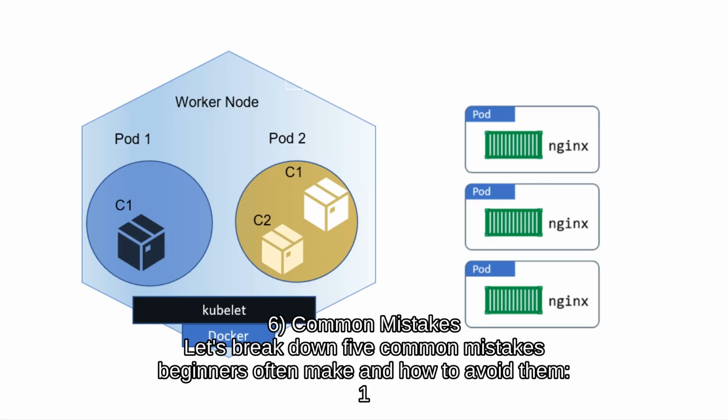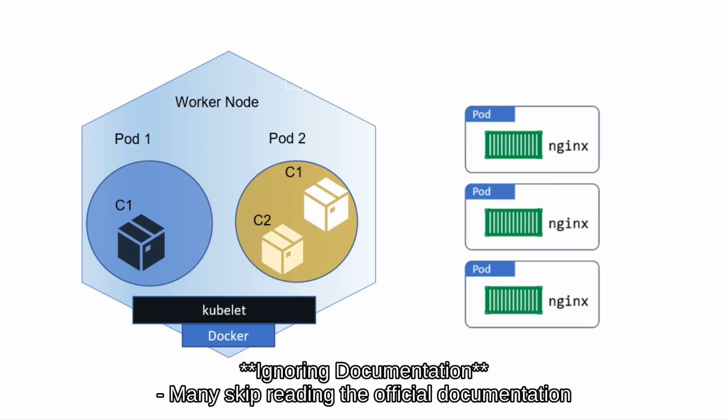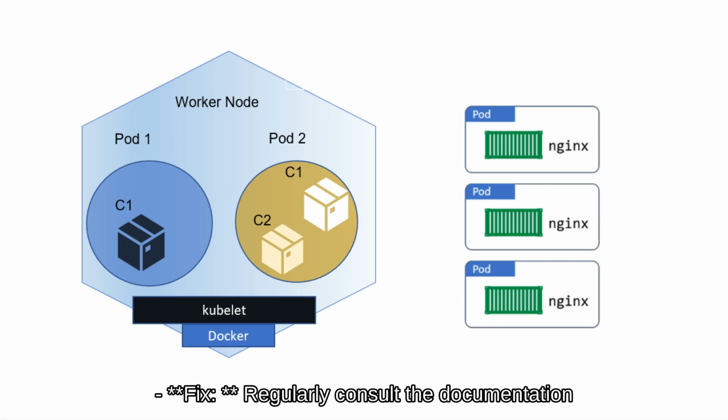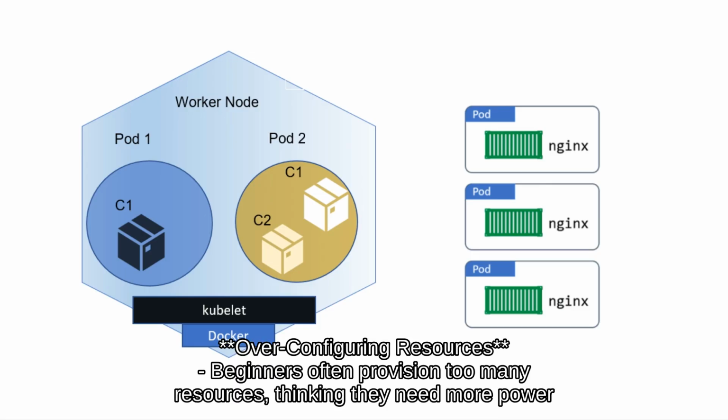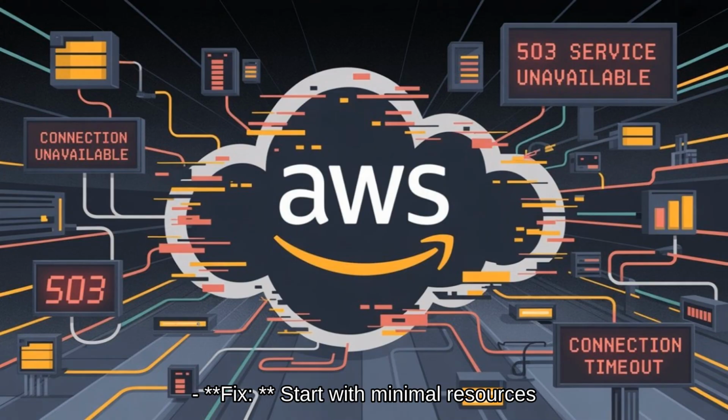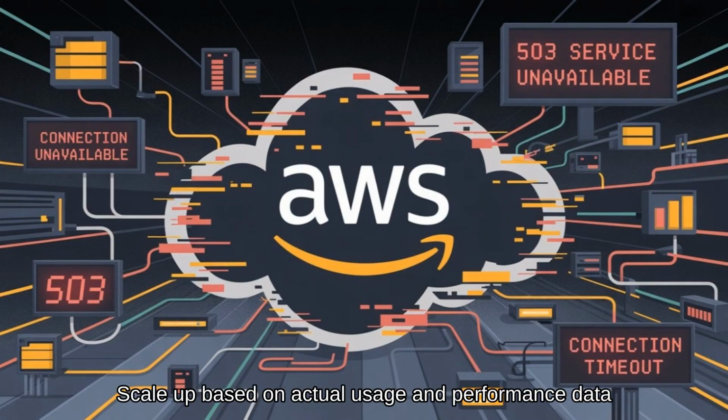Common mistakes. Let's break down 5 common mistakes beginners often make and how to avoid them. 1. Ignoring documentation. Many skip reading the official documentation. Fix: regularly consult the documentation. It saves time and clarifies how services work. 2. Over-configuring resources. Beginners often provision too many resources, thinking they need more power. Fix: start with minimal resources. Scale up based on actual usage and performance data.